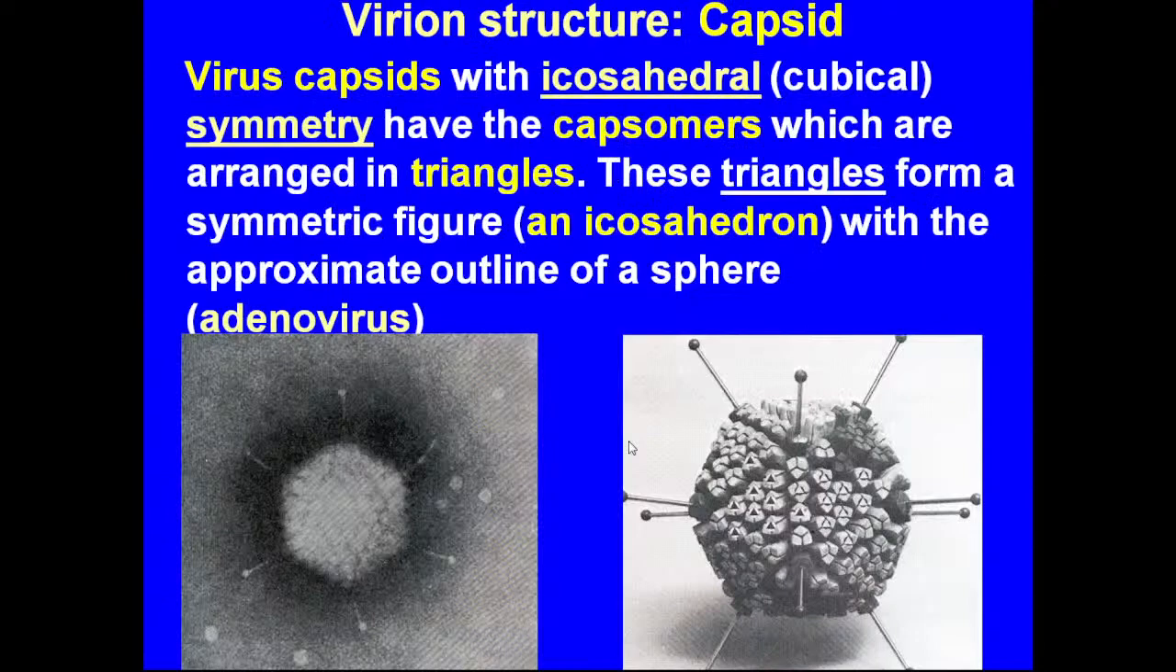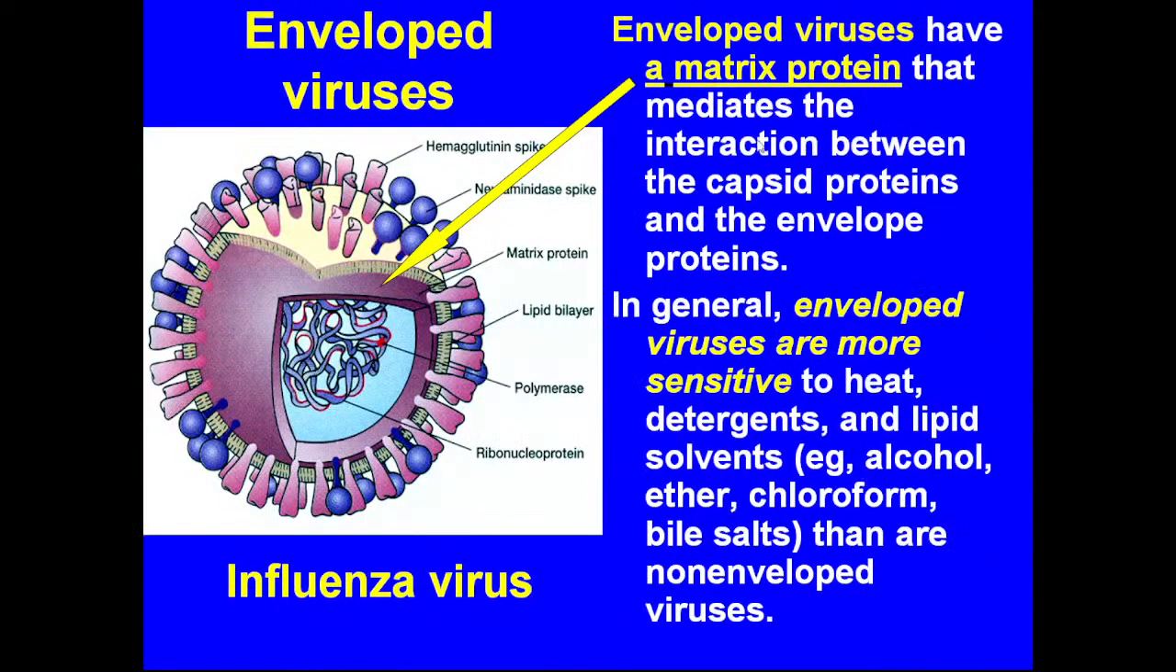And here you can see that those viruses that have icosahedral or cubical symmetry have capsomeres which are arranged in triangles, and these triangles form a symmetric figure like an icosahedron within the approximate outline of a sphere. So that's like adenoviruses. We see them under the electron microscope. We see them as spheres. And also quite often, the enveloped viruses also appear as spheres.